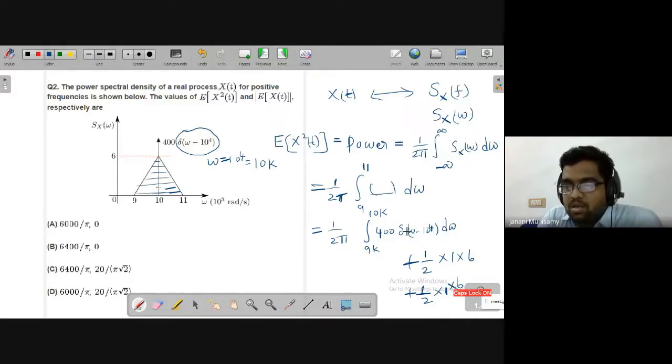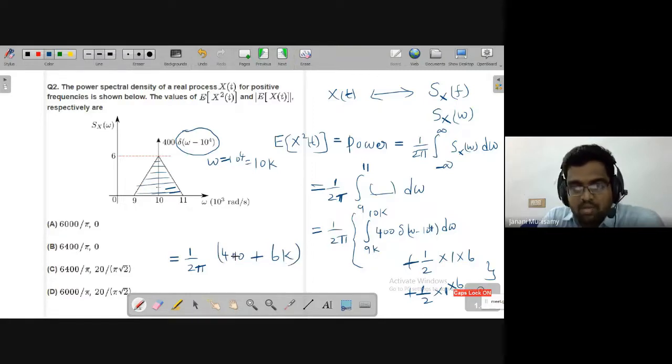Integration of impulse is 1. Already 400 is there. So 1 by 2 pi times 400 plus 6 plus 6 is 12, 12 by 2 is 6. Already it is in the k scale, so 6k. 6000 plus 400 is 6400.